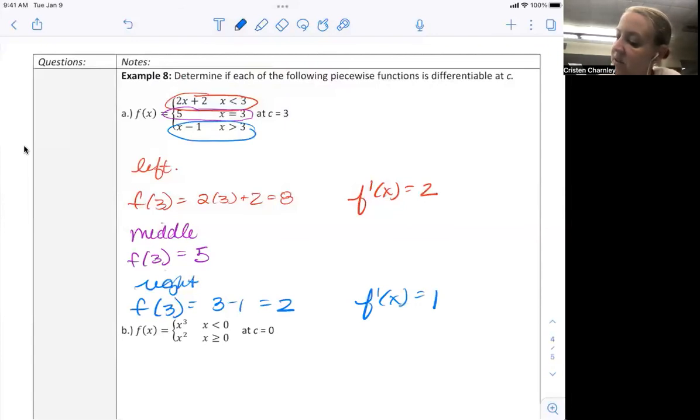Determine if each of the following piecewise functions is differentiable. 6, 8, no, not continuous, not differentiable. So because of this, it's not continuous. And on this one, because the derivatives don't match, it's not differentiable. So all of the above.